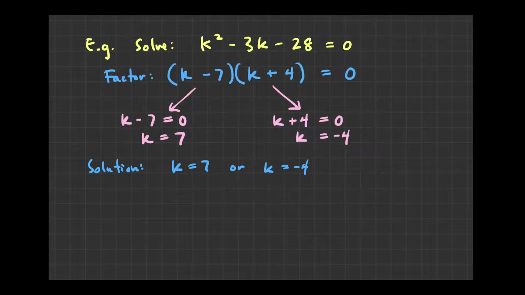You could also write, if you wanted to, that K is an element of the set 7 and negative 4. Not too bad, right? But now you can probably see some of the importance of factoring these quadratics. Now that we've factored it, we can see a clear solution, or two different options.